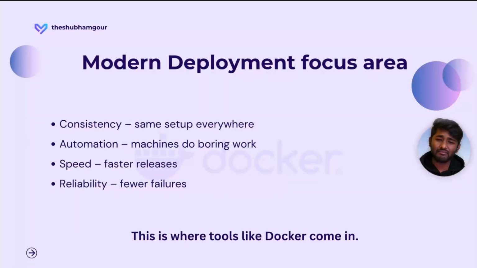Now, what are the focus areas of modern deployment? Here, there are four points. First, consistency: the same setup is there everywhere. Second, automation: machines do the boring job for us. Instead of us doing the manual task, automation takes place. Third is speed: faster releases. And fourth, reliability, meaning fewer failures. So this is where tools like Docker come into the picture and save our life.